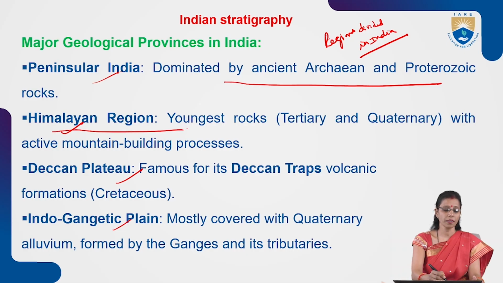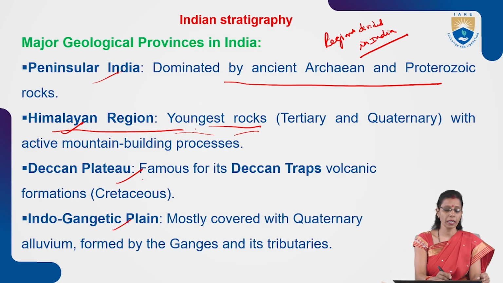Then you have the Himalayan region, the second classification here. So it has the youngest rocks, tertiary or quaternary, with an active mountain building process. It is called the Himalayan region, where we find the youngest rock.